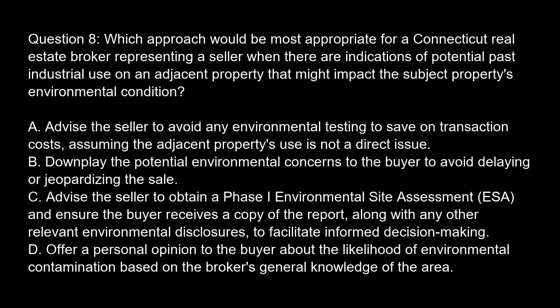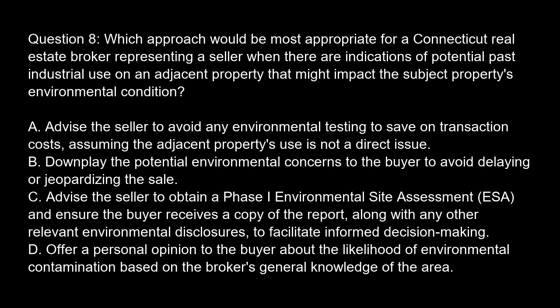Question 8. Which approach would be most appropriate for a Connecticut real estate broker representing a seller when there are indications of potential past industrial use on an adjacent property that might impact the subject property's environmental condition? Option A. Advise the seller to avoid any environmental testing to save on transaction costs, assuming the adjacent property's use is not a direct issue. Option B. Downplay the potential environmental concerns to the buyer to avoid delaying or jeopardizing the sale.